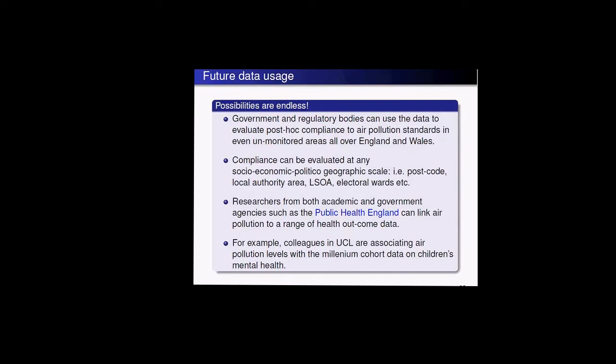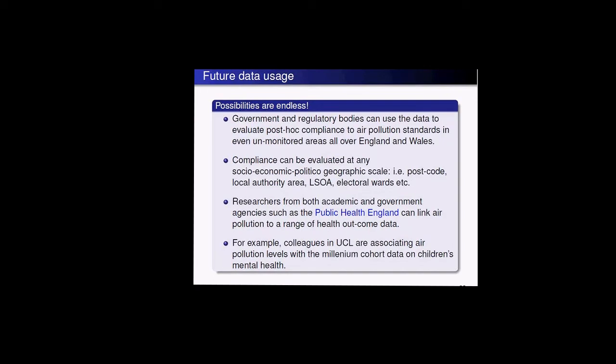So future data uses, possibilities are really endless. So government and regulatory bodies can use the data to evaluate post-hoc compliance to air pollution standards in even unmonitored areas all over England and Wales. Compliance can be evaluated at any socio-economic, political, geographic scale. Sorry about the long terms, but like postcode, local authority area, LSOA, electoral wards, etc.